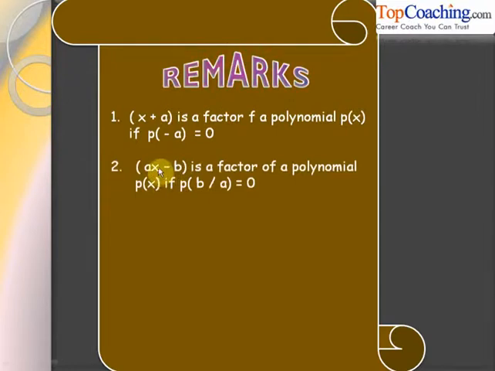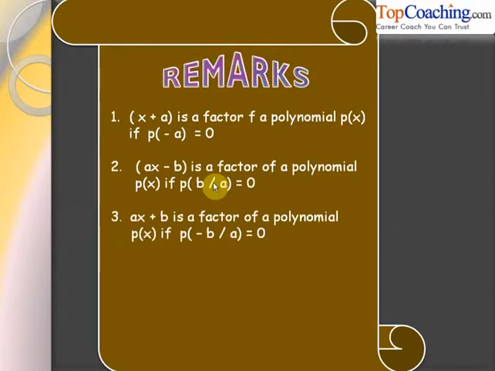The second is ax minus b is a factor of a polynomial p of x if p of b by a is equal to 0. You simply use the remainder theorem, and thus this is because when we divide p of x by ax minus b, the remainder should be equal to 0. Now the remainder obtained is p of b by a, and this should be equal to 0 for ax minus b to be a factor of p of x.